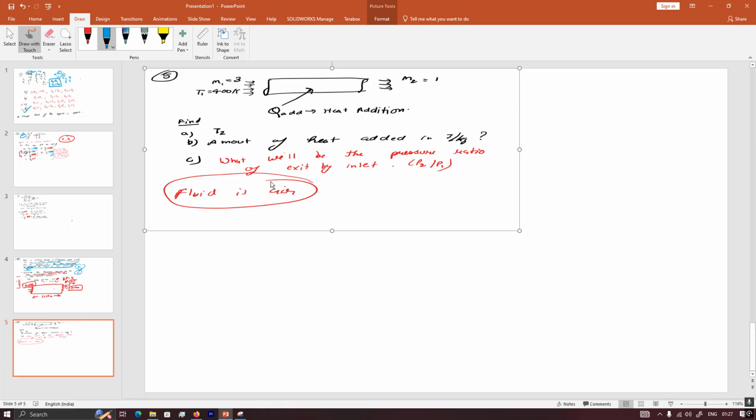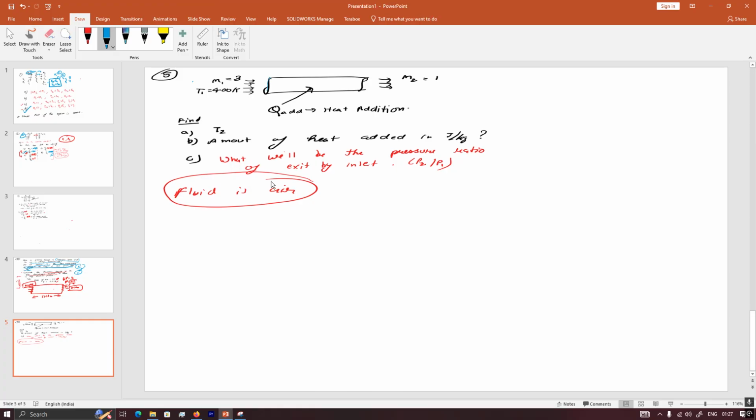So we are given a duct which looks like a constant area duct, and heat is being added. Since it's a constant area duct and heat is being added, you should know that it's a Rayleigh flow. In Rayleigh flow we have heat transfer, but we don't have friction. T1, M1 and M2 are given, and heat addition is there. We don't have the amount of heat being added, and the question is asking: what is your T2?